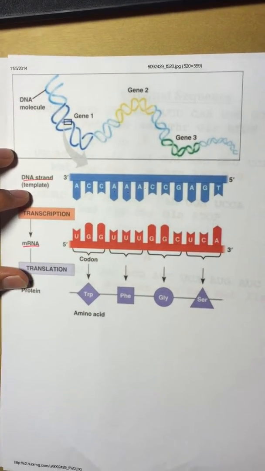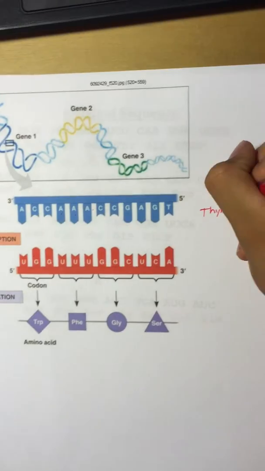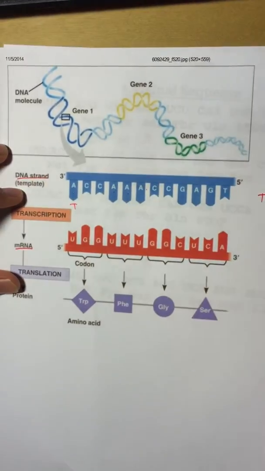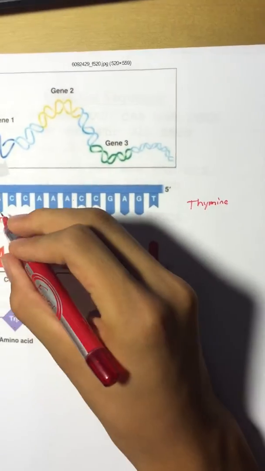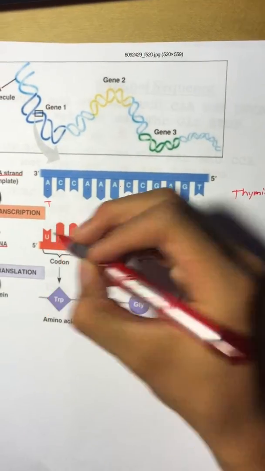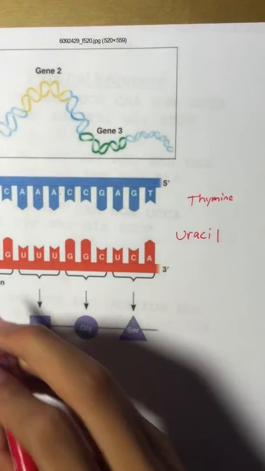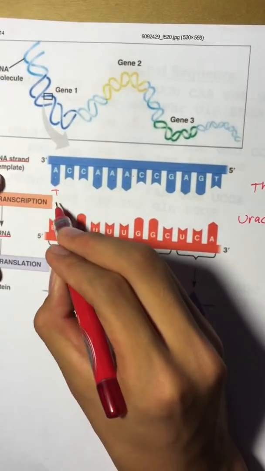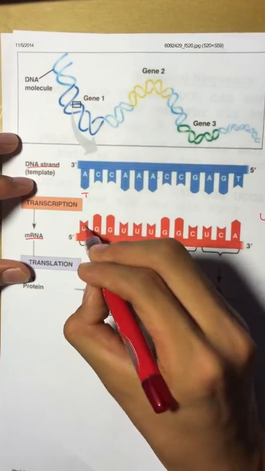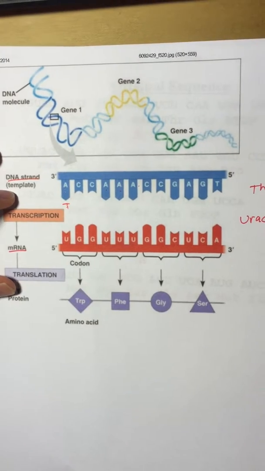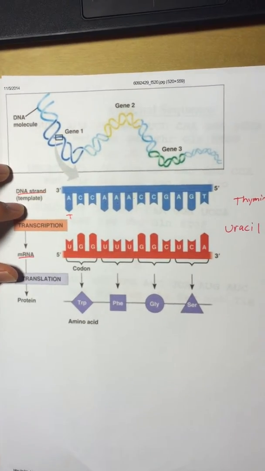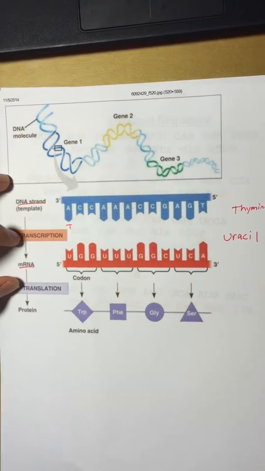Instead of matching up thymine, which is a T, with adenine right here, it replaces the thymine with something called uracil, which is a U. So instead of A and T, it's A and U, adenine with uracil. So that's called transcription.